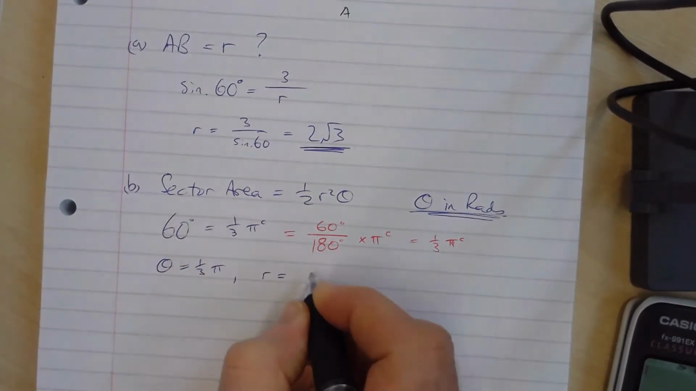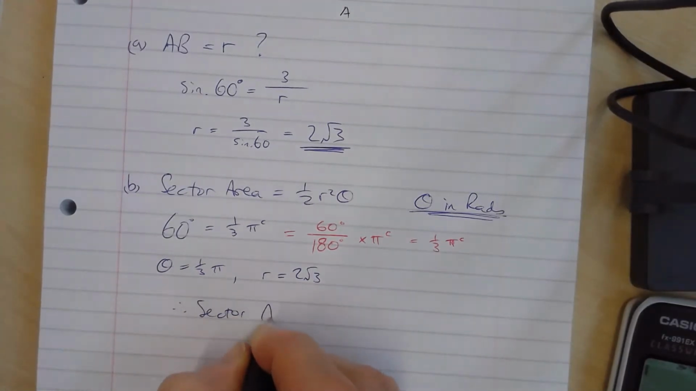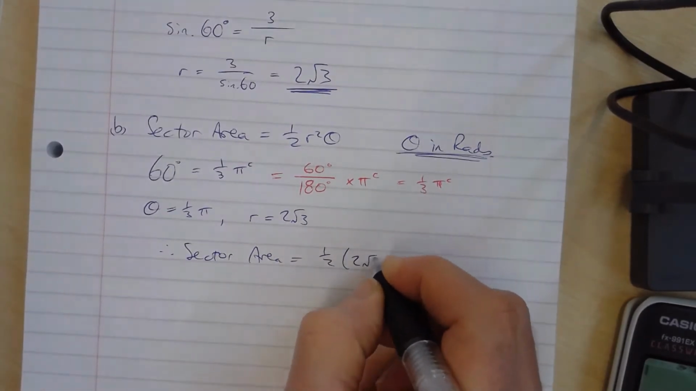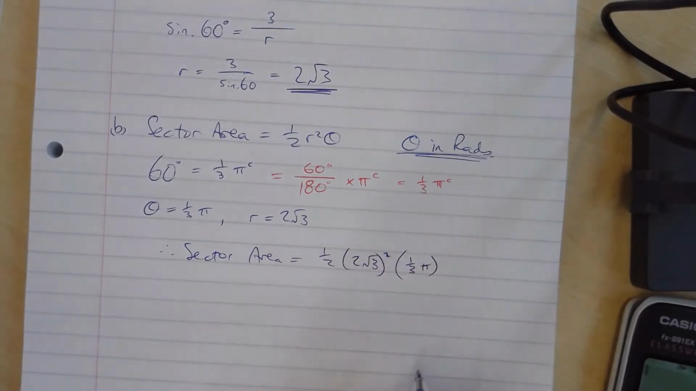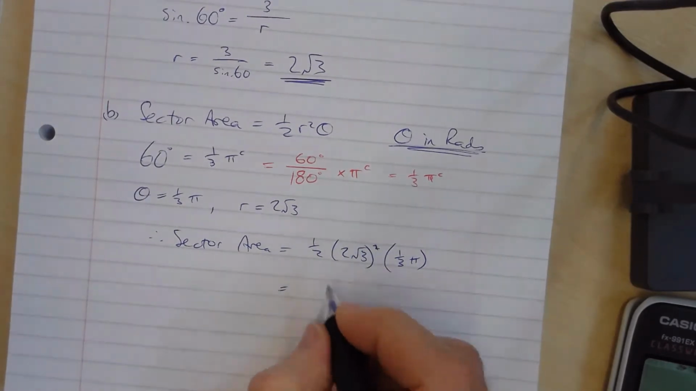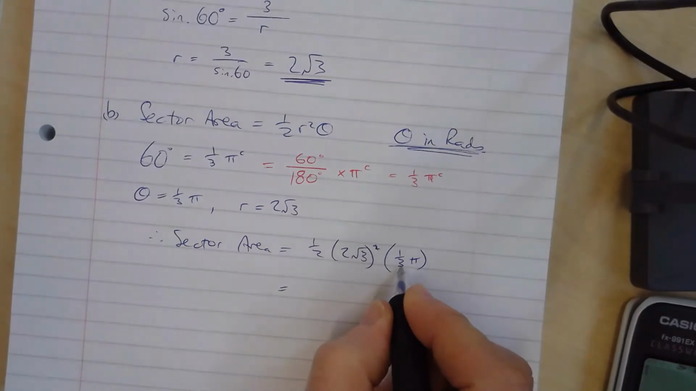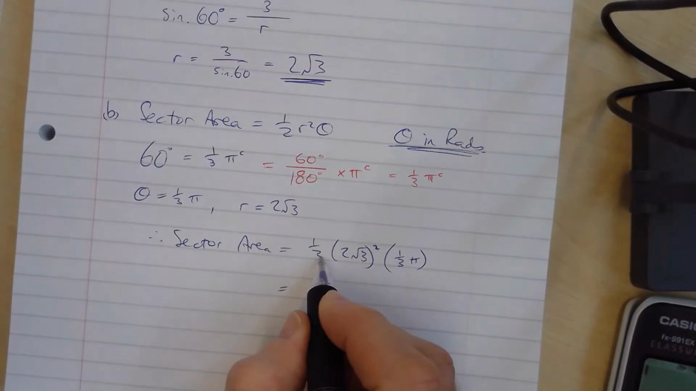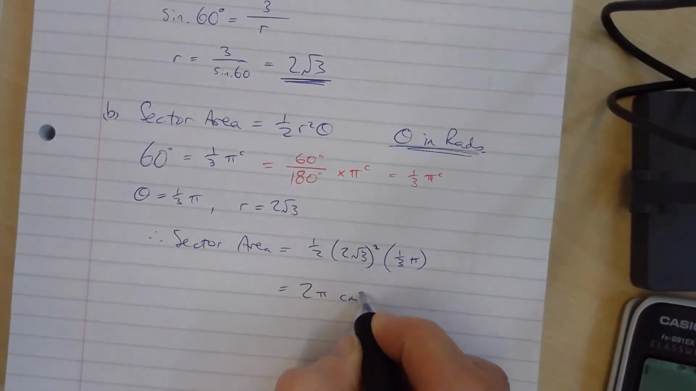Radius is 2 root 3, so therefore sector area is the half times 2 root 3 squared times 1/3 pi. And churn all that through, the root 3 squared gives you 3, which cancels with that 3 there to give just 1. 2 squared is 4, cancels that 2 to give 2, so you're left with 2 pi. And that's going to be in centimetres squared.